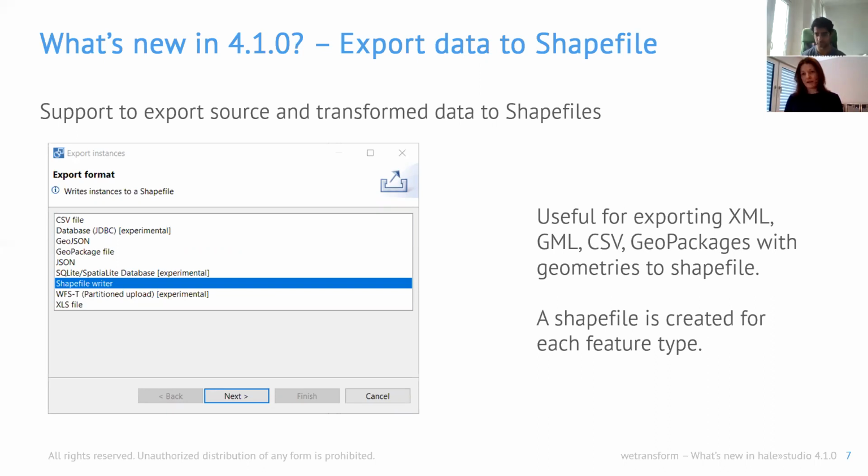And if you take the use case of GML, for example, if you would export a GML file with multiple feature types to shapefile, then there will be one shapefile created for every feature type. So if you were working with a GML schema and you had data populated in multiple feature types in that schema, and you wanted to export to shapefile, then there would be one shapefile per feature type created. It's also a very useful function. And again, you see this when you click on File, Export Data.